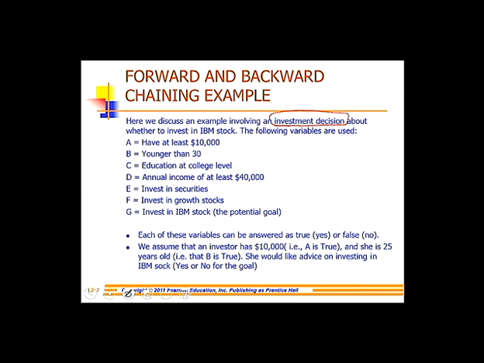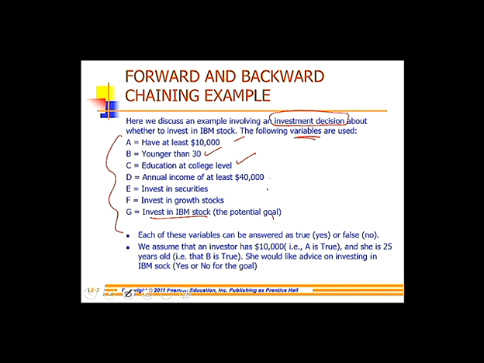So these are the variables involved in this decision. We have A to G: A, B, C, D, E, F, G, 7 variables. A means having at least $10,000, if someone has $10,000 or not. B is regarding age, younger than 30. C is education at college level, and so on and so forth. G is invest in IBM stocks. Each of these variables can be answered as true or false.